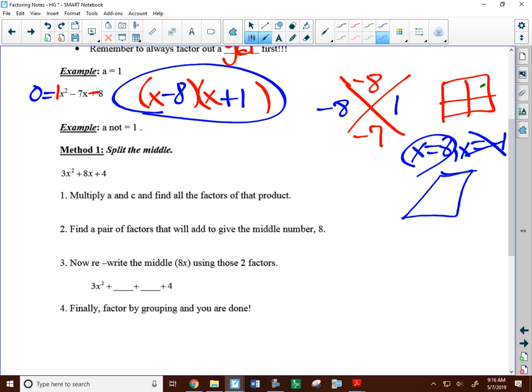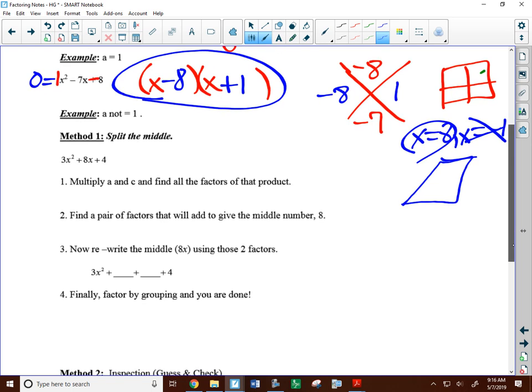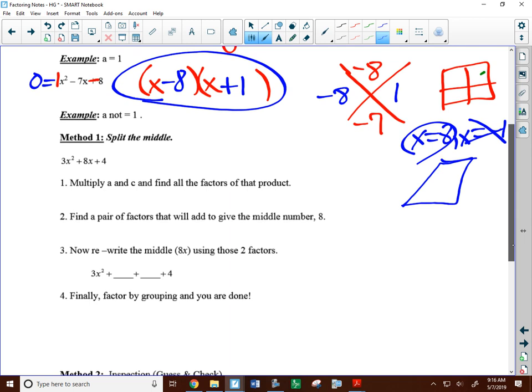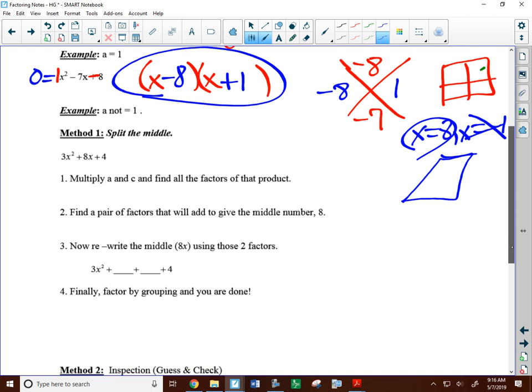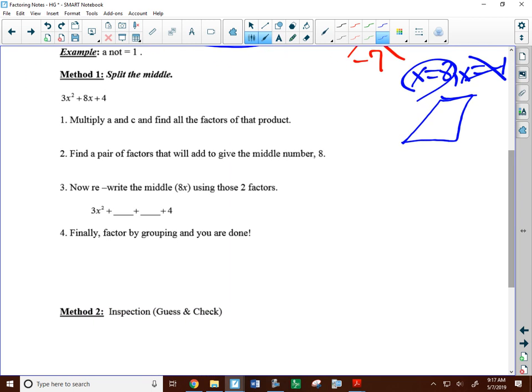Good question. So any thoughts about a equals 1, that example? Let's go to when a is not 1. I'm going to show you 2 methods. There are others. Split the middle. A lot of teachers here teach this one. I actually favor method 2, but method 1 is a nice algorithm. It will work every time. You just follow the pattern.